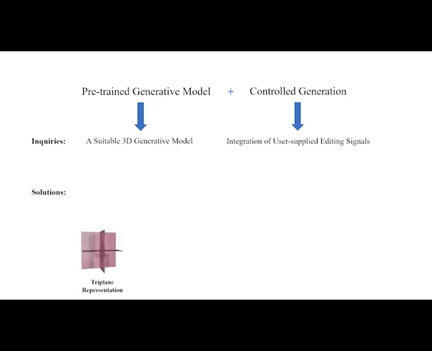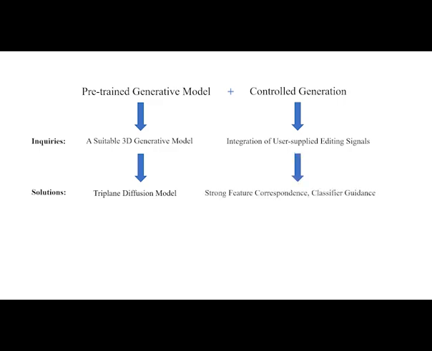Our work leverages a pre-trained generative model and controlled generation strategies. It gives rise to two primary inquiries: the selection of a suitable 3D generative model and the integration of user-supplied editing signals into the shape generation. Triplane representation, which combines the strengths of both explicit and implicit representations, has emerged as a promising alternative. Consequently, our approach utilizes the triplane diffusion model for high-fidelity shape generation and editing.